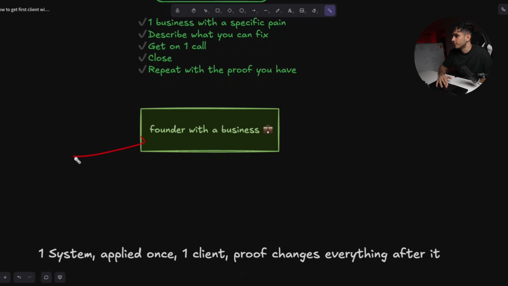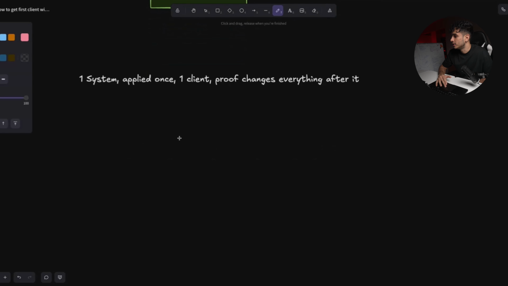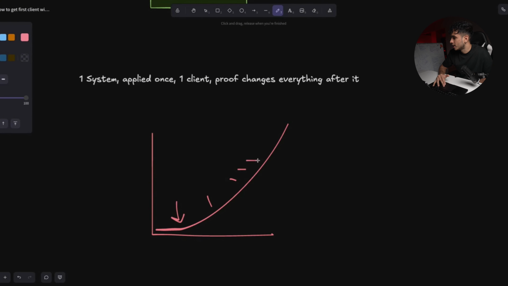And you want to target a founder with a business, obviously, right? So one system: you apply the system once and you learn it, you do it, and you run it back and forth again and again and again. You get that one client, and that proof will change everything after. Just like I said, once you get that one client, every other client becomes very, very fast. And here is what the graph looks like. In the beginning, it'll be like this, and then boom. The moment that first client hits right here, second client, third client, fourth client, fifth client, sixth client, seventh client, eighth client, it goes way faster. Your revenue literally triples, quadruples once you get that business launched, and that all depends on that first client.